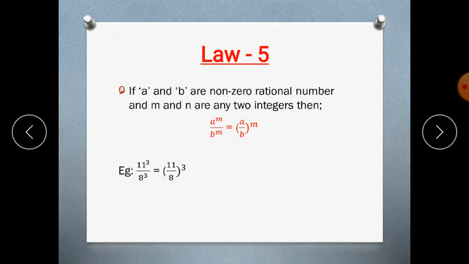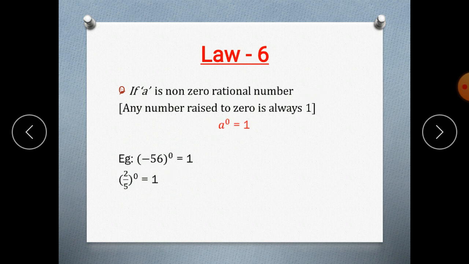Next you have law 5. If a and b are non-zero rational numbers and m is any integer, then a raised to m upon b raised to m equals a upon b whole raised to m. When you have different bases with the same powers, you can take the exponent common and put the base in brackets, that is a upon b whole raised to m. For example, 11 raised to 3 upon 8 raised to 3 can be written as 11 upon 8 whole raised to 3.